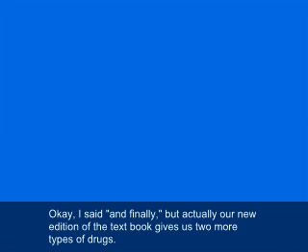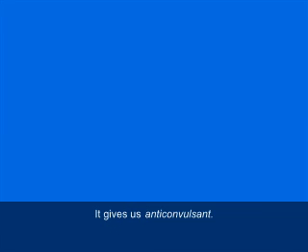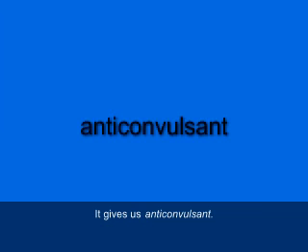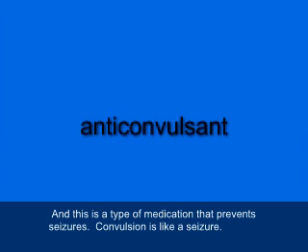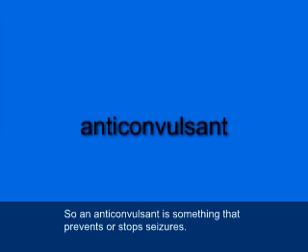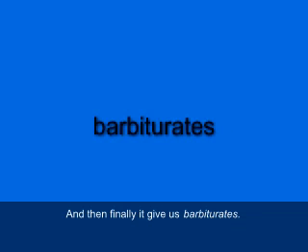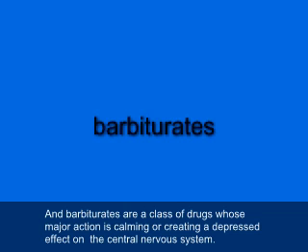Okay, I said and finally, but actually our new edition here of the textbook gives us two more types of drugs. It gives us anticonvulsant, A-N-T-I-C-O-N-V-U-L-S-A-N-T, and this is a medication that prevents seizures. Convulsion is like a seizure, so an anticonvulsant is something that prevents or stops seizures. And then finally, it gives us barbiturates, B-A-R-B-I-T-U-A-T-E-S. And barbiturates are a class of drugs whose major action is calming or depressed effect on the central nervous system.